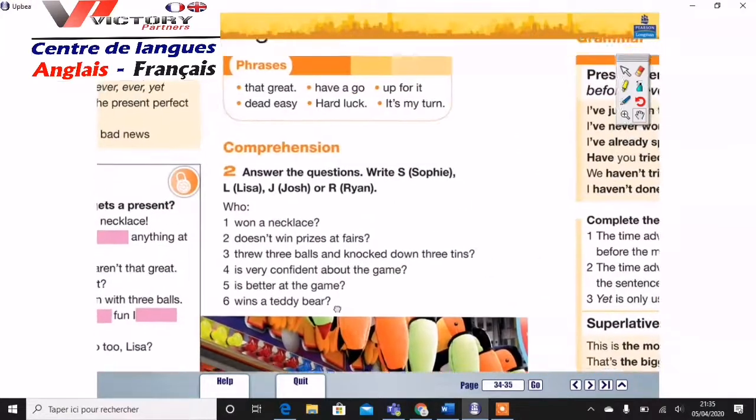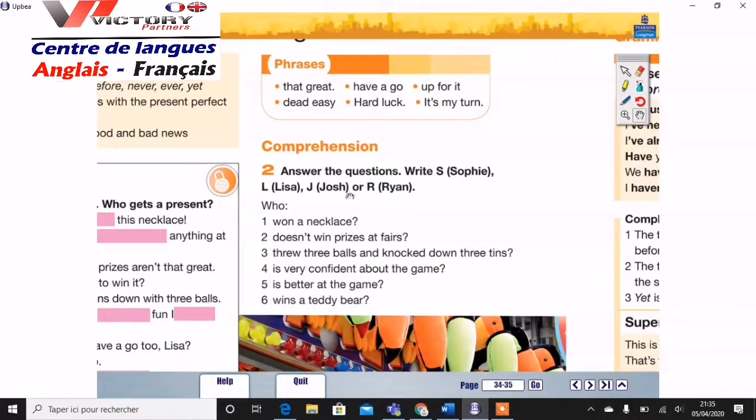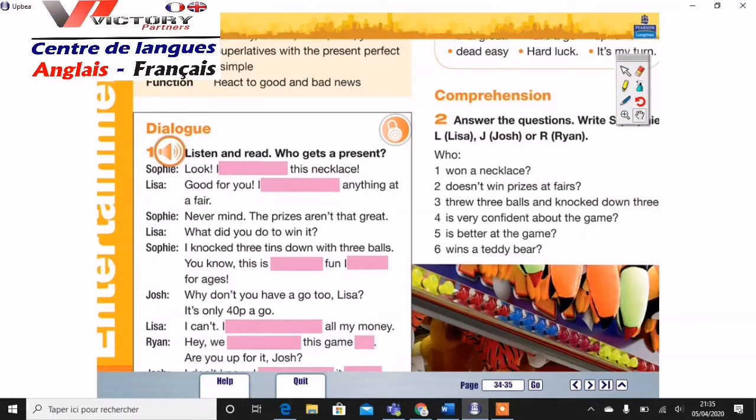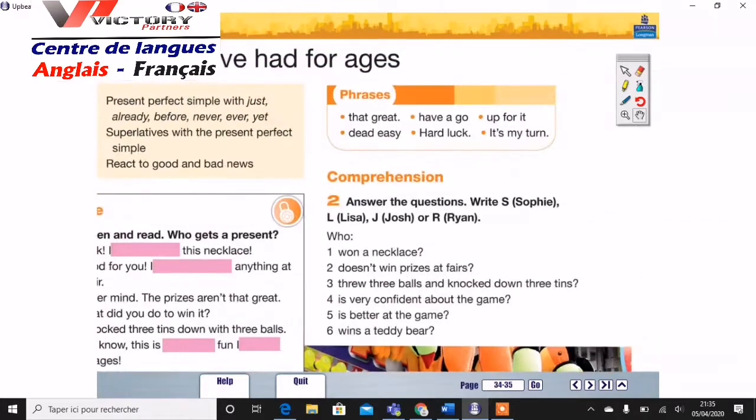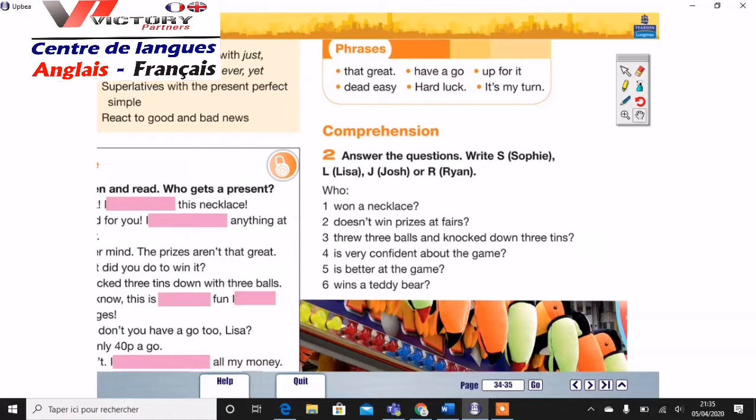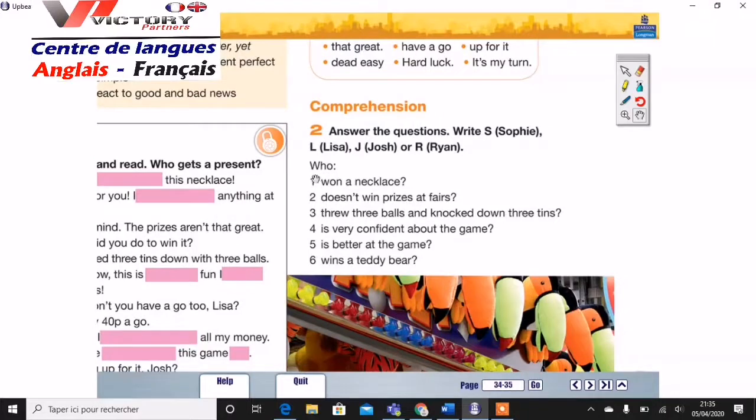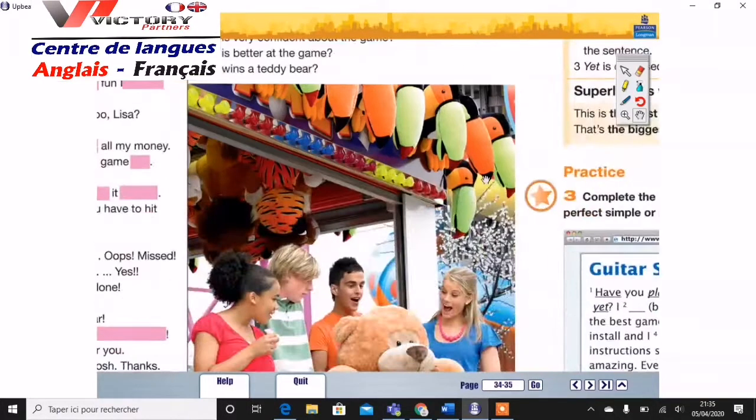That's good, thanks. Now I want you to move to the next exercise, but before that you have got some phrases here, some new words. I want you to guess the meaning of these words from the dialogue. Try to use the context you have got here. If you can't guess the meaning, then you can use a dictionary or go to the internet. So number 2, answer the questions. Write S for Sophie, L for Lisa, G for Josh, or R for Ryan. So try to answer these questions.